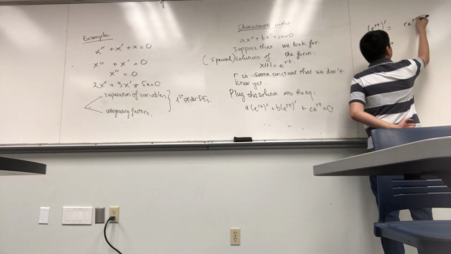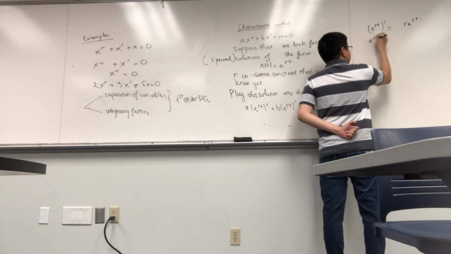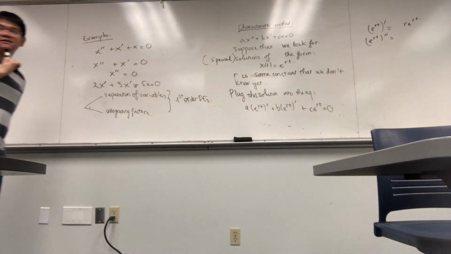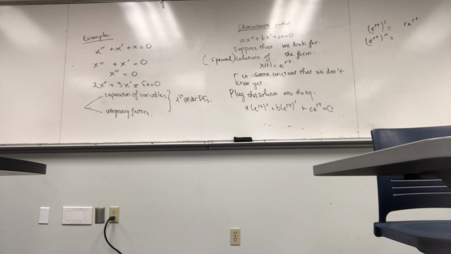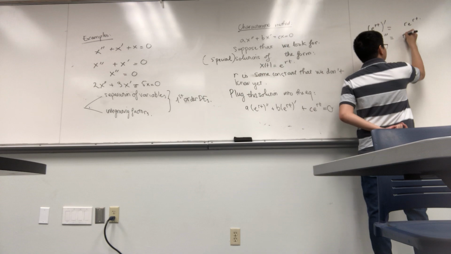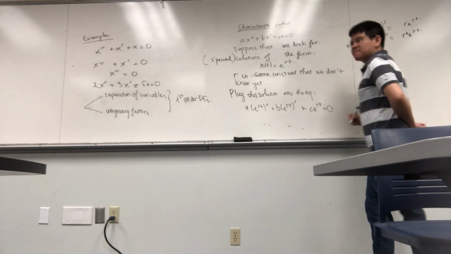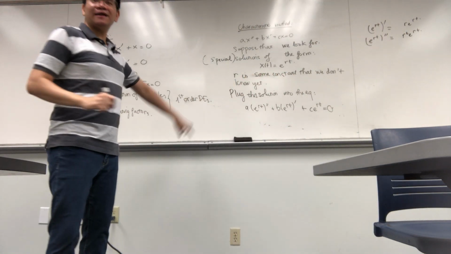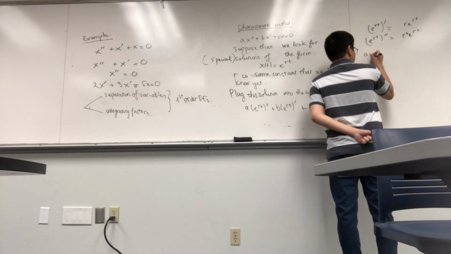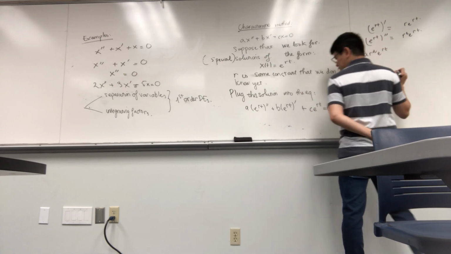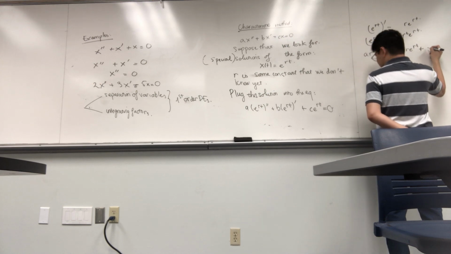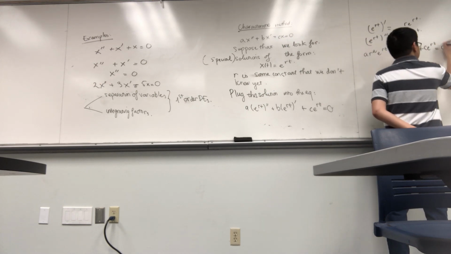So you have r e to the rt. Now what is (e to the rt)''? Yes? r squared e to the rt. So you're going to get r squared e to the rt. Meaning that in this equation, we're going to have a r squared e to the rt plus b r e to the rt plus c e to the rt equals 0.